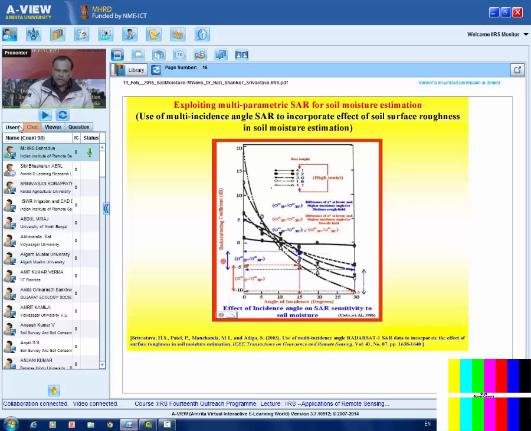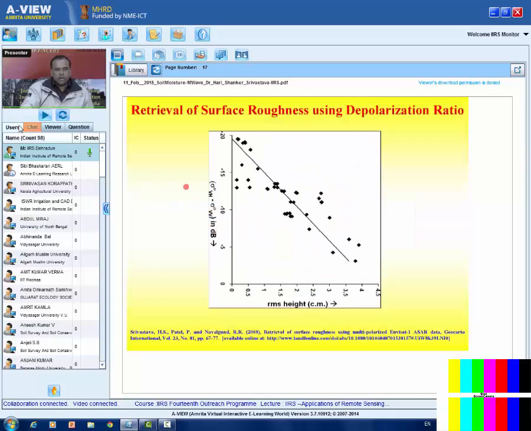So it means we can go for multi-frequency data also, we can go for multi-incidence angle data also. Similarly, go for multi-polarized data also. If we take the difference between, or if we take the depolarization ratio, then it is also a good indicator of surface roughness. You see in this graph, plotted RMS height versus depolarization ratio, and we observe that it is showing a clear trend between roughness and depolarization ratio.